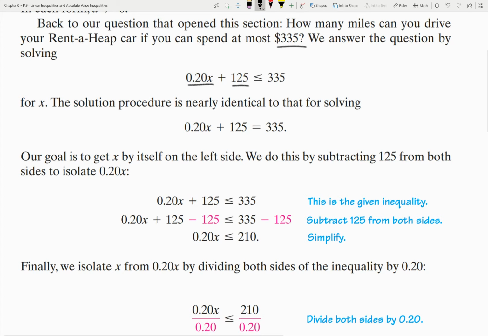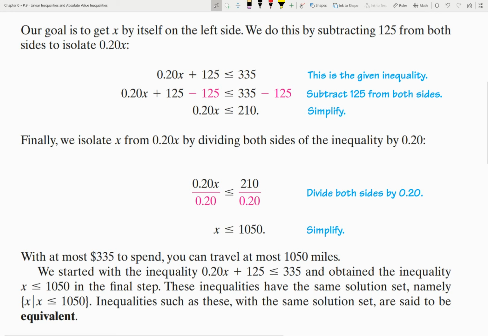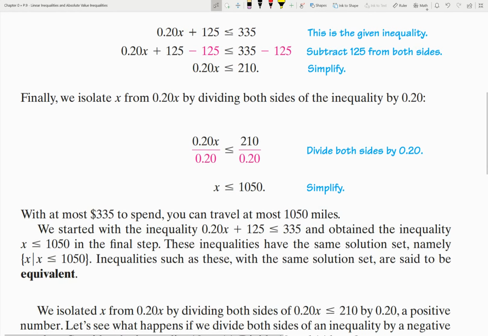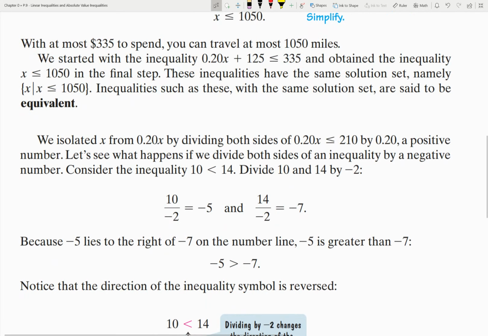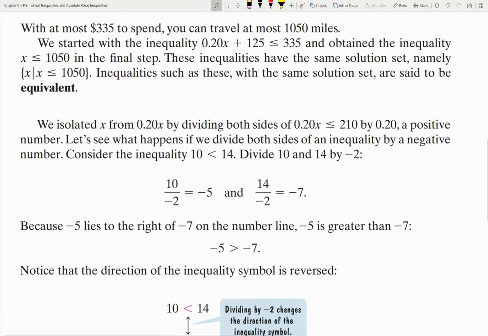You want to solve this? We're going to solve it just like solving an equation. Our goal is to get x by itself on the left side. So you would subtract 125 from both sides. And then once you've isolated the 0.2x, we divide out the 0.2 from both sides. And we get 1050. So with $335 to spend, you can travel at most 1,050 miles. So we started with an inequality and obtained x is less than or equal to 1050 in the final step.